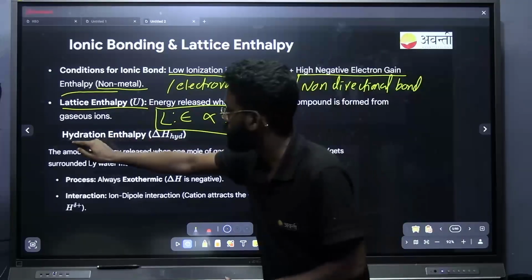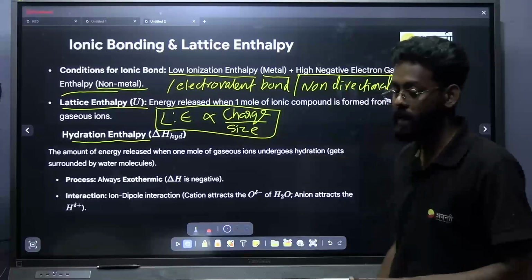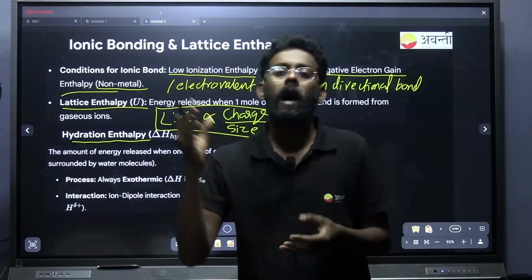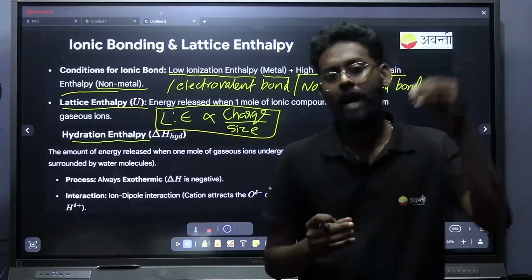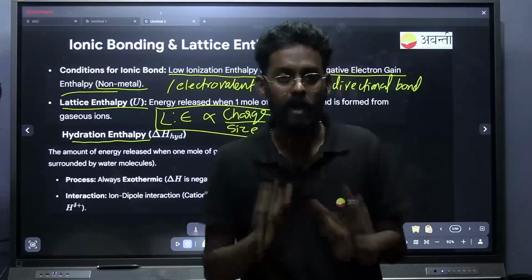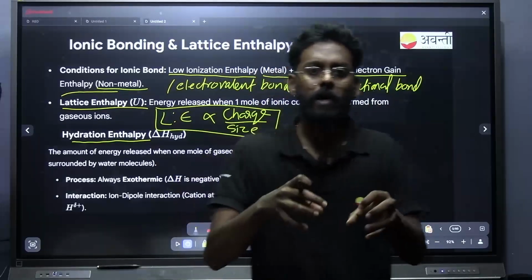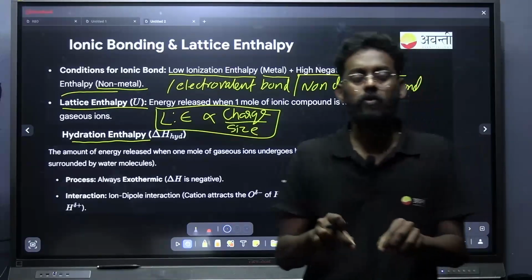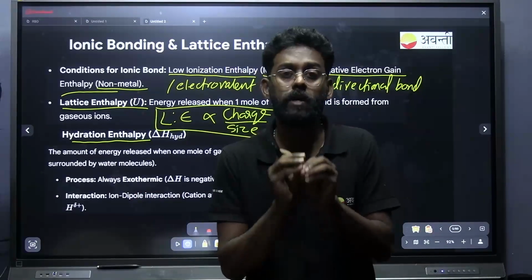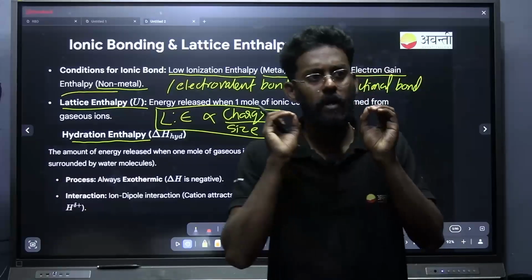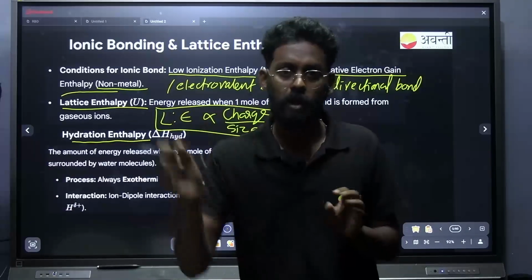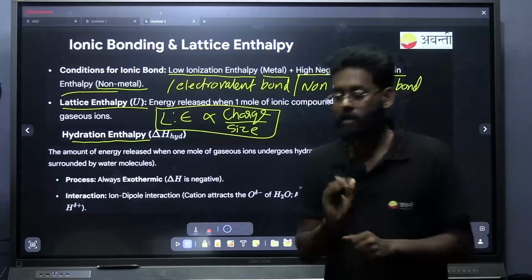Now the next topic is hydration enthalpy. What is hydration enthalpy? Hydration itself means addition of water. If an ionic compound is added to water, what happens? Water molecules surround the respective ions, and this surrounding of the ions by water molecules is what we call hydration. When each water molecule attracts the respective ion, energy is released. That energy is called hydration energy.